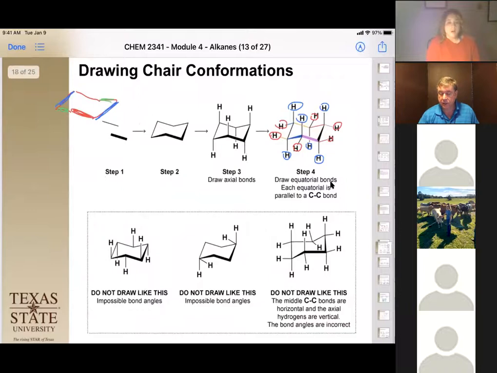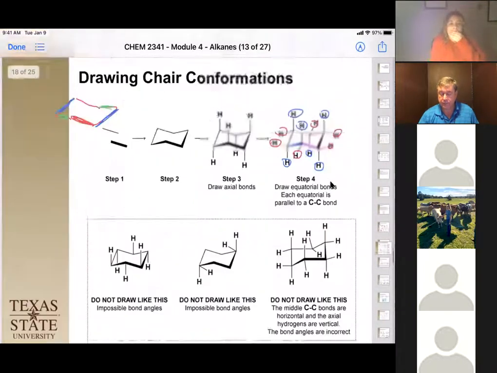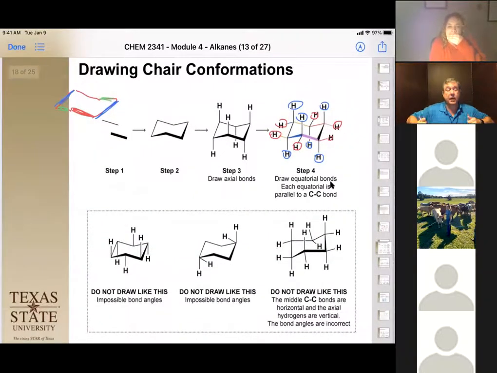Okay, questions on drawing a chair conformation? Okay, I want you to practice that a couple times because we're going to draw a lot of chair conformations next time.